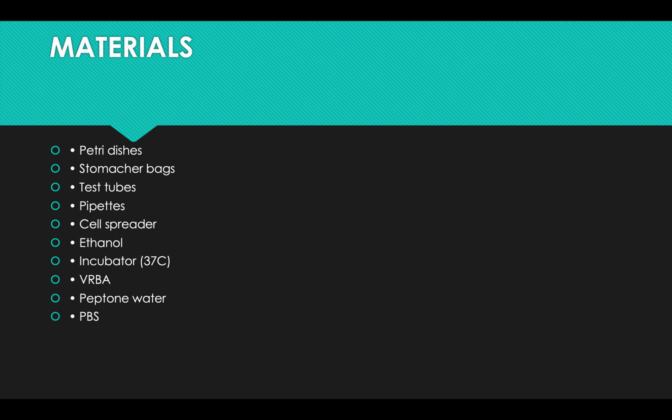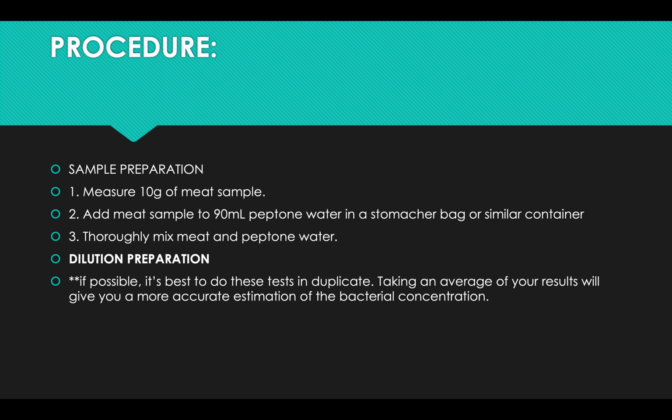So, the materials we are going to need are petri dishes, stomacher bags, test tubes, pipette, cell spreader, ethanol, incubator, violet red bile agar, peptone water, and PBS. For sample preparation, measure about 10 grams of meat sample. Add the meat sample to 90 ml of peptone water in a stomacher bag or similar container. Thoroughly mix the meat and peptone water.